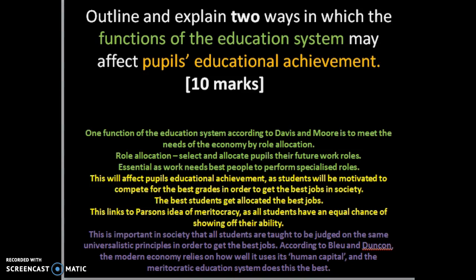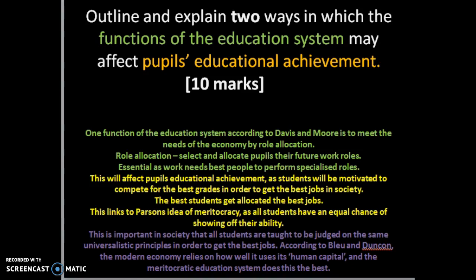Okay, so I've colour coded it so you can see where I'm showing equal application to both parts of the question, and the purple bit is the analysis at the end. And basically what I've done is I've just taken this straight off the mark scheme. Okay, so one function of the education system according to Davis and Moore, so tick, I've got a key name, is to meet the needs of the economy by role allocation. There's my first function, it's in the first sentence, and then I'm going to say, well, what is role allocation?